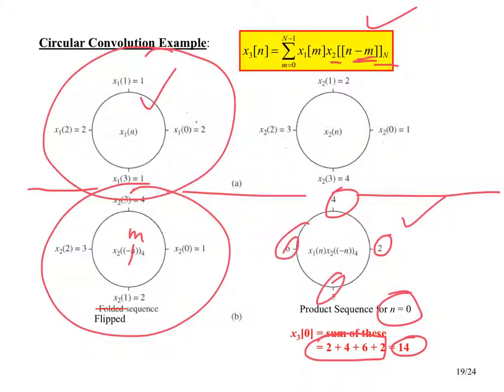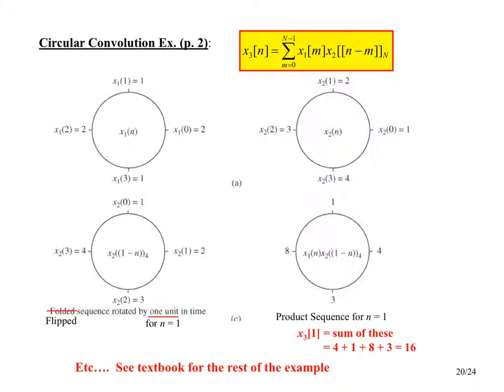So the 0th output of this circular convolution turns out to be 14. Okay, go to the slide. We're now going to do the same thing, except now evaluate it for n equal to 1. So we now have the original functions up here, and now we have this thing reversed but shifted by 1.